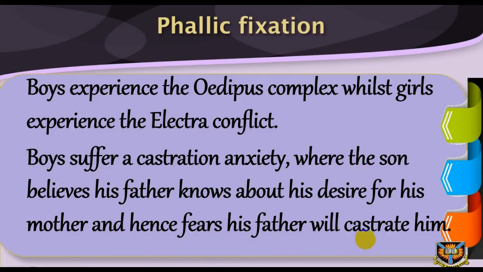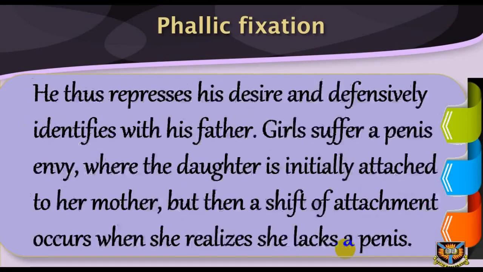Girls suffer a penis envy, where the daughter is initially attached to her mother, but then a shift of attachment occurs when she realizes she lacks a penis. She desires her father, whom she sees as a means to obtain a penis substitute, a child. She then represses her desire for her father and incorporates the values of her mother and accepts her inherent inferiority in society.